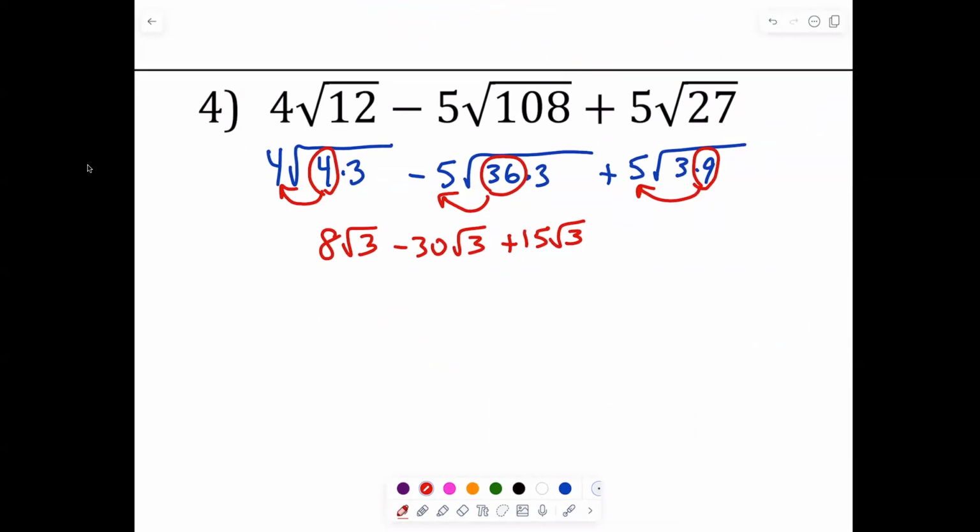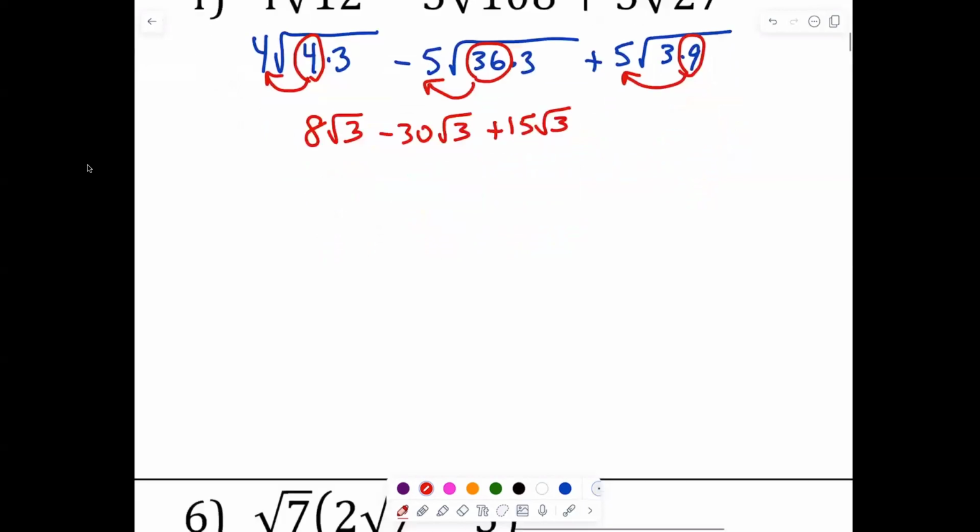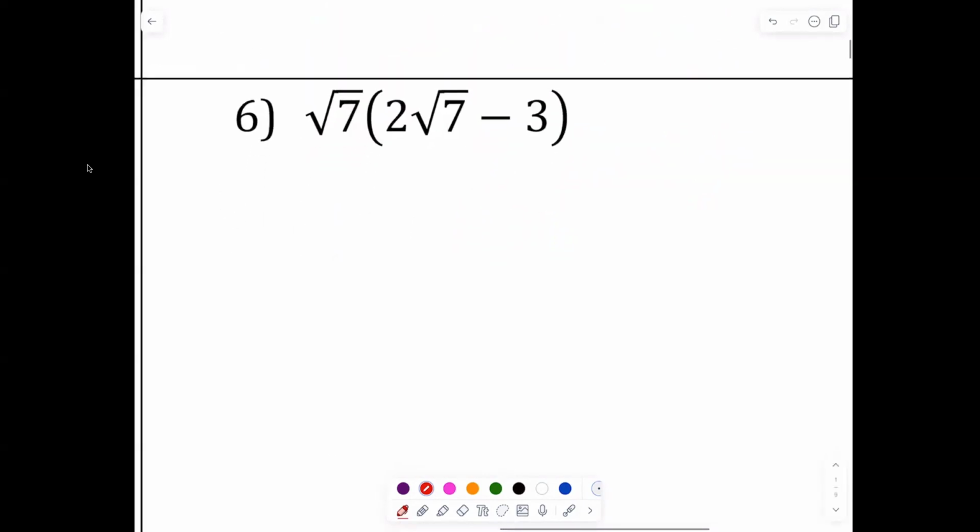All right, nothing different on the test tomorrow. So now, final answer. I agree. -7 radical 3. Any issues? All right, here we go. Distributing a square root of 7. What's square root of 7 times square root of 7? But there's a 2 out in front, so that's a what? 14. Square root of 7 times -3.